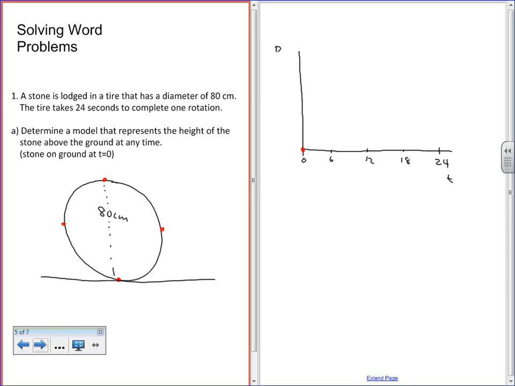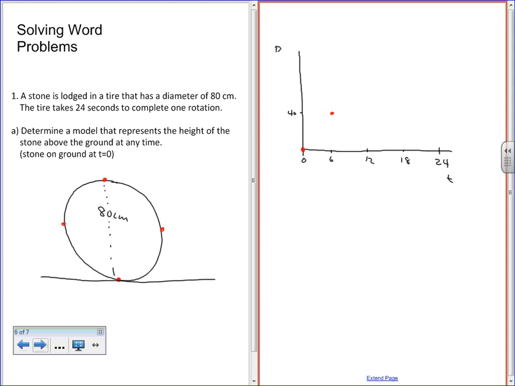So picture this. Here's the stone. It starts to go up like this, and then at 6 seconds, it's this high above the ground. What's that height above the ground? This height right here, what's that? 40, exactly. So here, it's 40 centimeters above the ground.